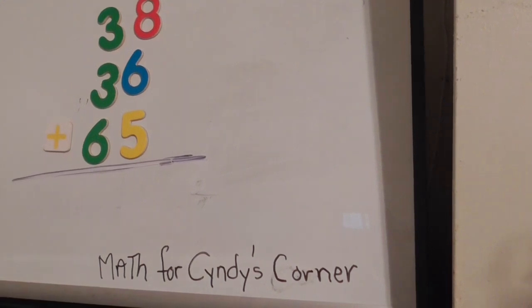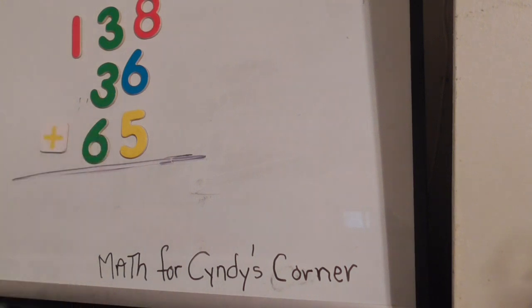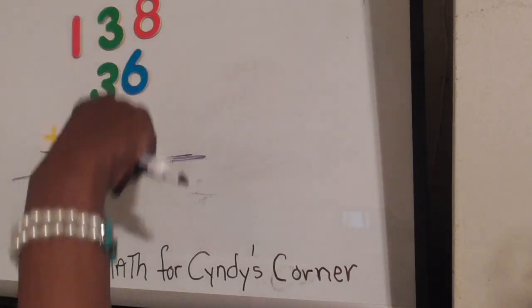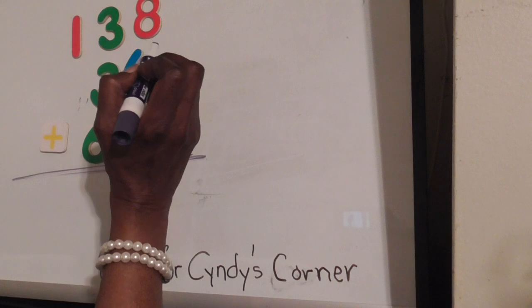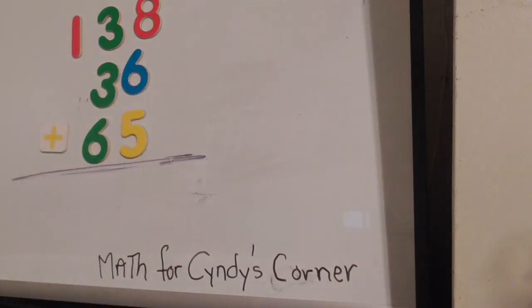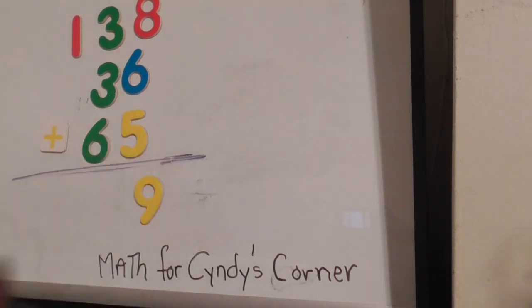Let's add. We're going to add 138 plus 36 plus 65. 1's column, 10's column, 100's column. 8 and 6 are 14. 5 more is how much? 14 plus 5 is how much? 19.